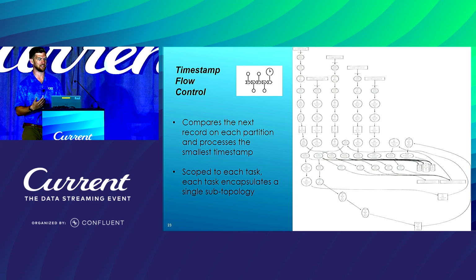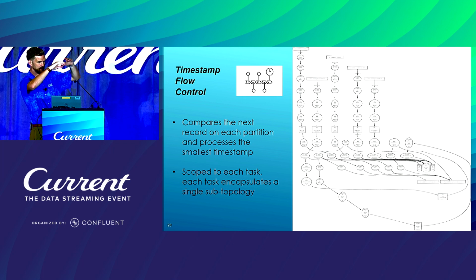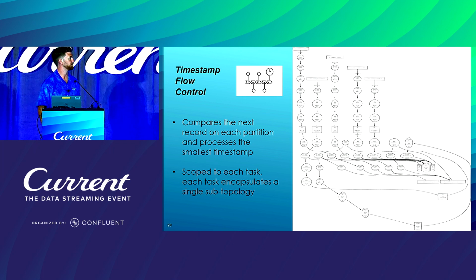So the next important bit is the timestamp flow control. Kafka will do its best job to consume the smallest timestamp when it has multiple records to choose from. So if the large topology at the bottom has a backlog of events on each topic, it will try and consume the smallest timestamp to process next.